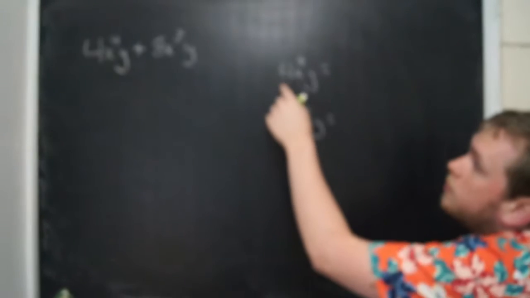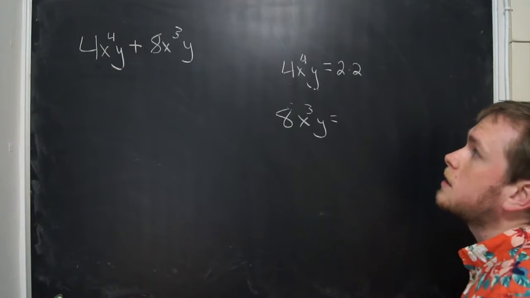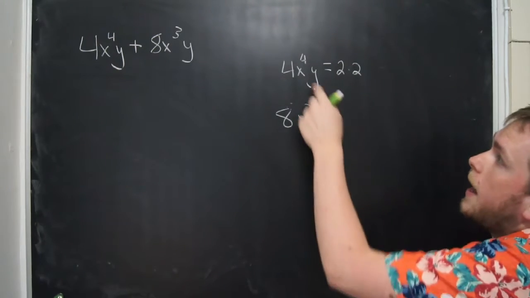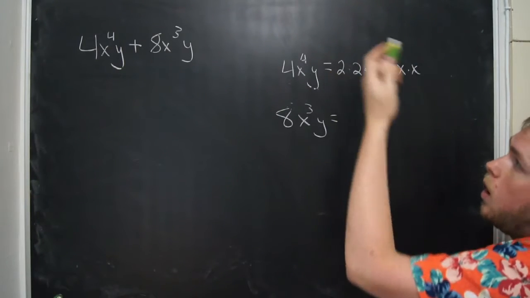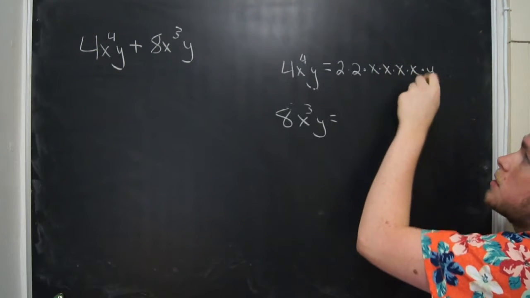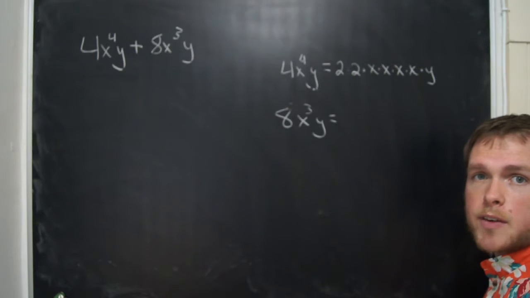So for example, 4 can also be written as 2 times 2. 2 is a prime number, so that's ideally what I want, to write that as a prime number. X to the fourth, well, that's just x times x times x times x. And y, well, that's just y, or y to the first. So I've now written 4x to the fourth y in its prime factorization.